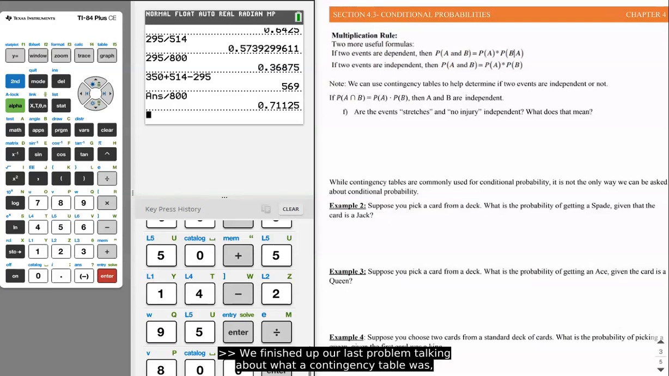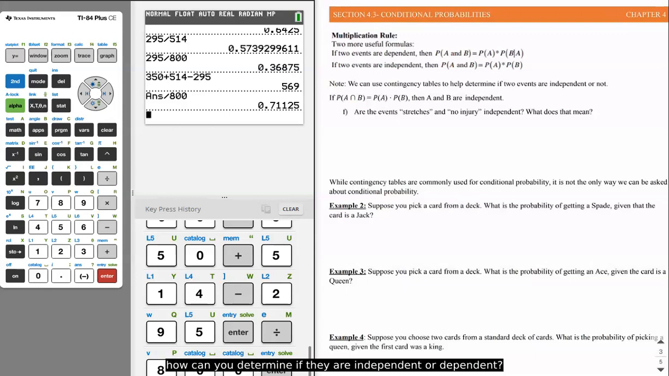So we finished up our last problem talking about what a contingency table was, some general probabilities, a conditional probability, and probabilities and or probabilities. So we're going to focus a little bit more on this multiplication rule. If you have 2 or even 3 events, how can you determine if they're independent or dependent? So we have what we call the multiplication rule.